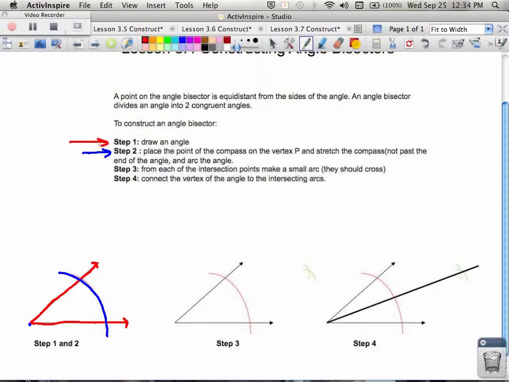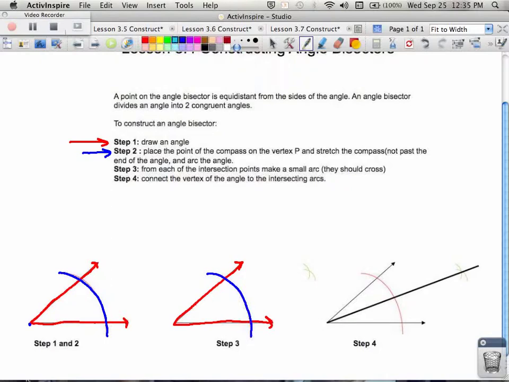drew the angle. In step three, what we're going to do is we're going to take our compass, and you can probably leave it stretched out the same amount as it was before. Don't forget we had that angle that was already drawn. We made the arc that was out in space, so these two colors, red and blue, were already done.